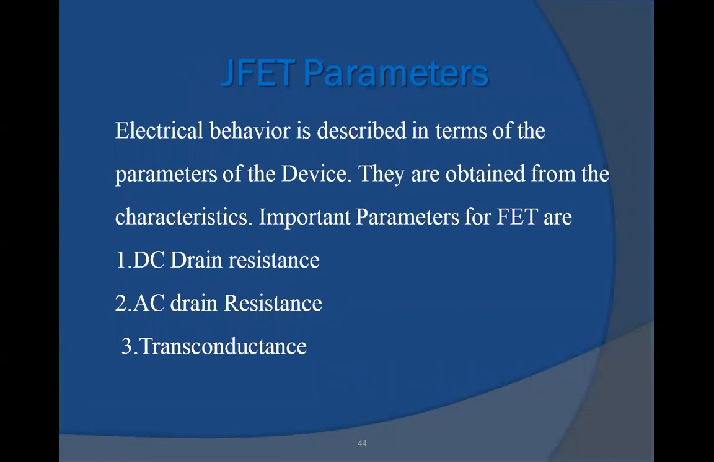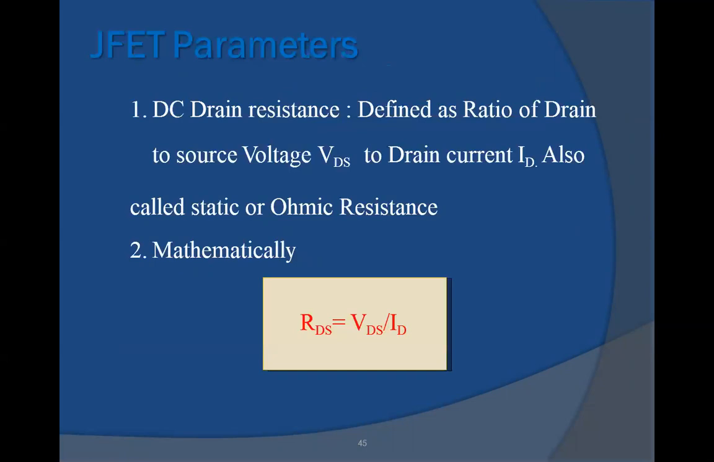So these are the JFET parameters. DC drain resistance, AC drain resistance and transconductance are the important parameters which are obtained from the characteristics, that is the electrical behavior of the JFET. DC drain resistance is defined as the ratio of drain to source voltage to drain current, also called static or ohmic resistance. Mathematically we can represent it as RDS equal to VDS by ID.